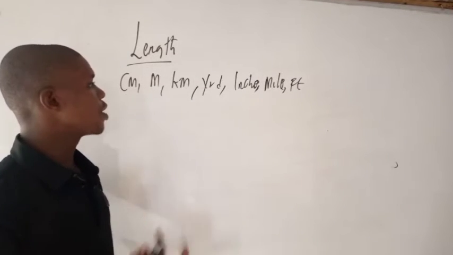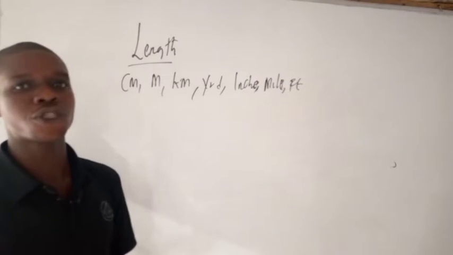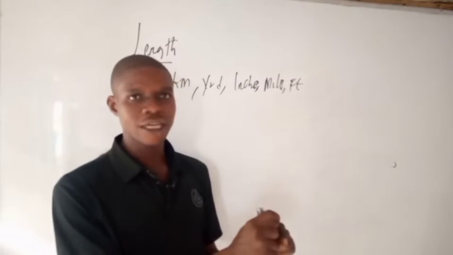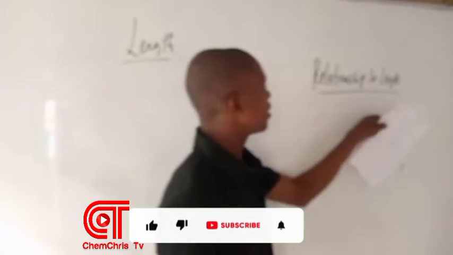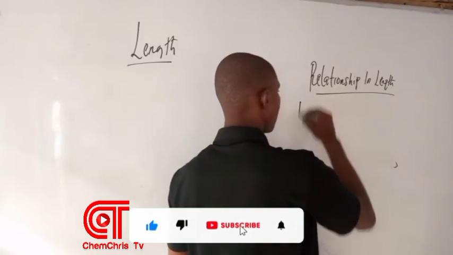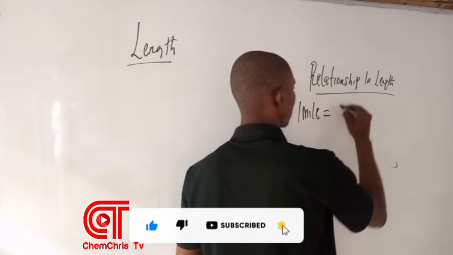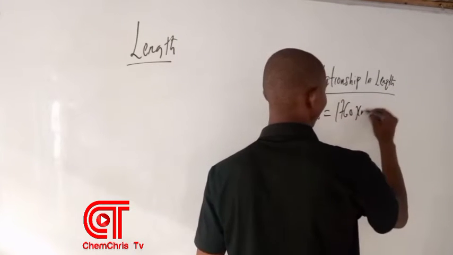Because for you to go from one unit to the other, the first thing we want to know is the relation between the units. So now, let me give you the relationships I want to use in length. Here we have 1 mile equals 1760 yards.